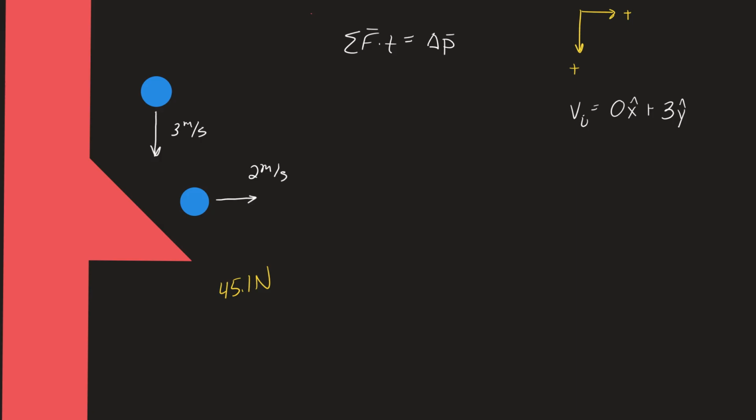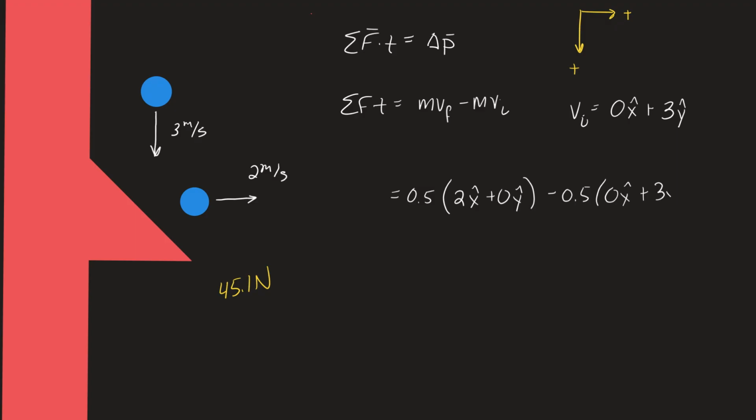I'm going to start with the same exact thing as I did before: net force times time equals change in momentum, which is going to be mv final minus mv initial. Let's see, m is 0.5, v final is going to be 2 x hat plus 0 y hat, minus v initial, which is 0.5 times 0 x hat plus 3 y hat.